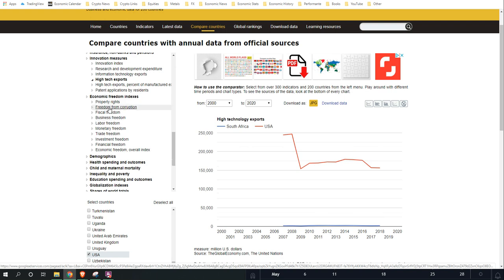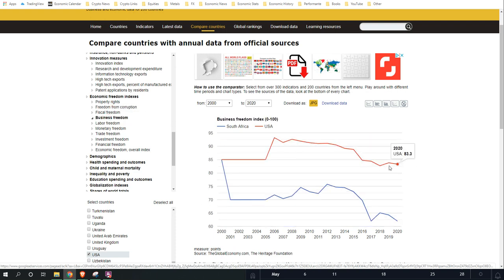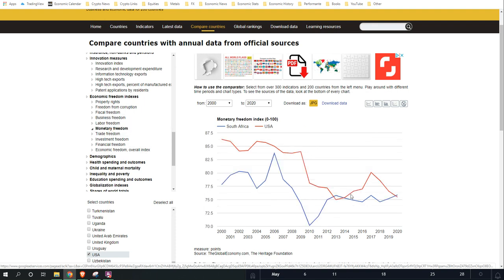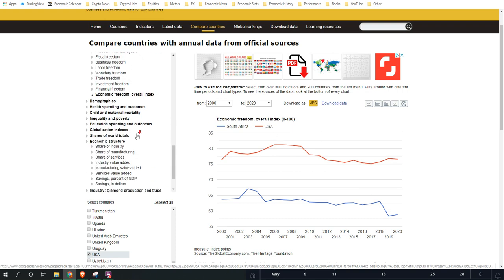Economic freedom index, going to be another one. We see that freedom from corruption, America is doing better in. We have business freedom, which is actually going down in South Africa, which is not great. Going down in the United States as well, which is not great. Monetary freedom, you actually see South Africa going up, whereas the United States going down. And overall economic freedom, which is a key thing, is going to be way more skewed towards the United States.